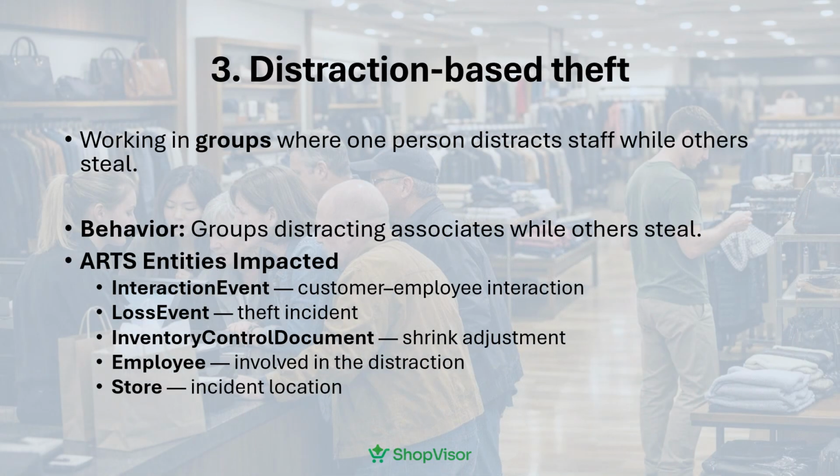Next one's distraction-based theft. This is kind of an interesting one. This is where groups come in and one person distracts the staff while others steal the goods. The behavior is groups distracting an associate while others steal. The ARTS entities impacted. There's an interaction event. That's a customer-employee interaction. There's a loss event. That's the theft itself. The inventory control document, again, a shrink adjustment. The employee. This is the one that was involved in the distraction in the store where the incident happened.